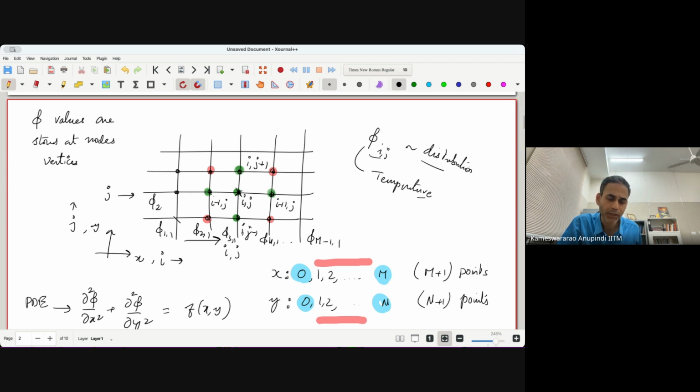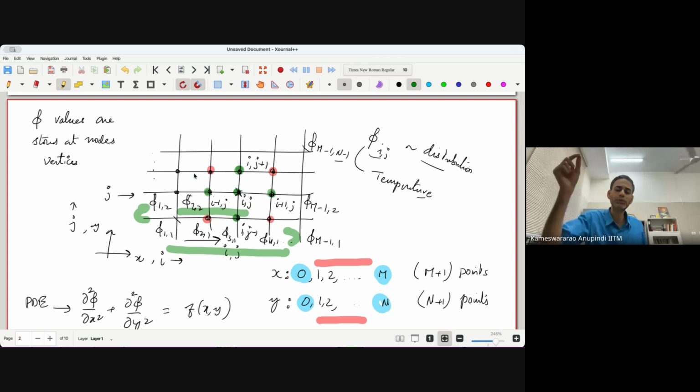Then I can write the next unknowns as phi(1,2), phi(2,2), and all the way to phi(m-1,2). Then I can keep doing that until I reach phi(m-1,n-1). So I am essentially going in an order: you finish all along x, then you go back and start again with all along x, and so on. Essentially, we are writing all the unknowns in the increasing order of i first and then j next.